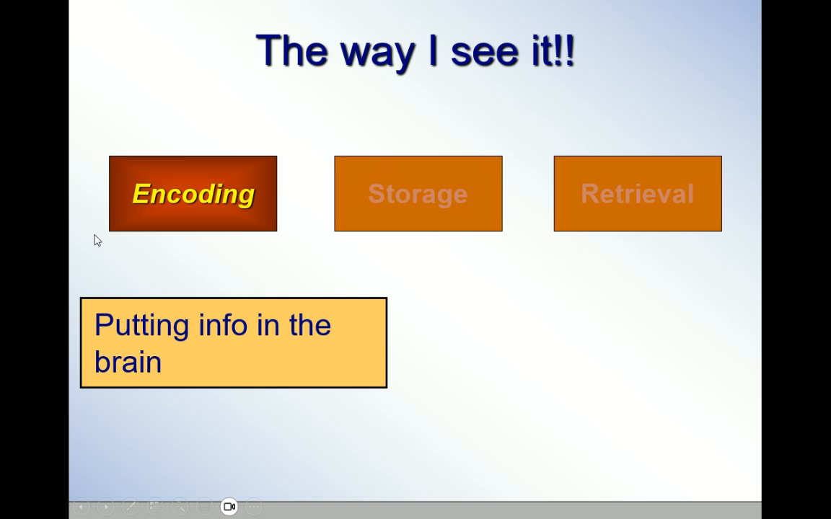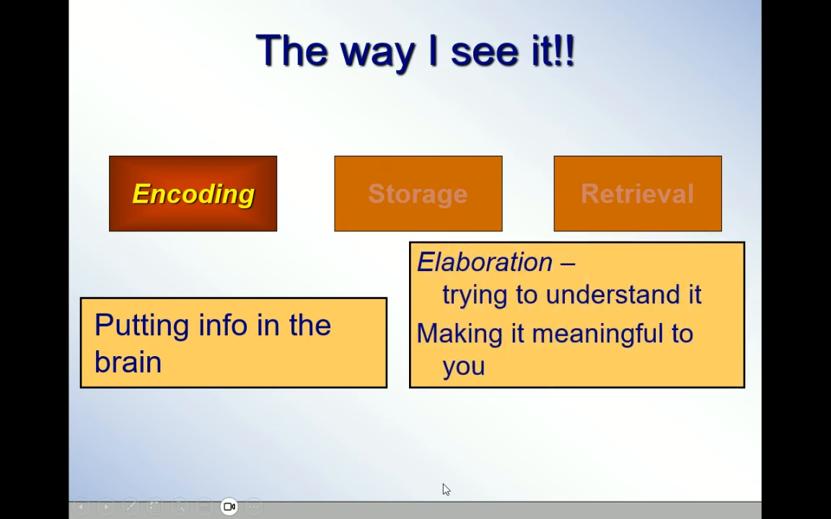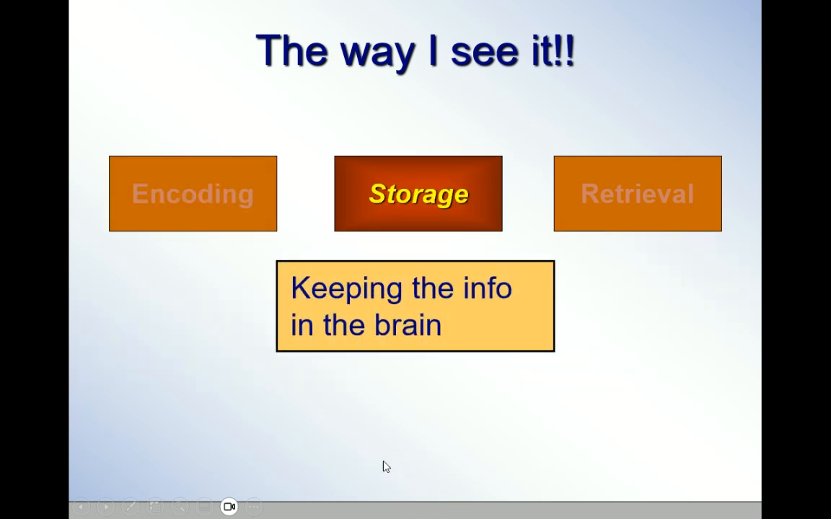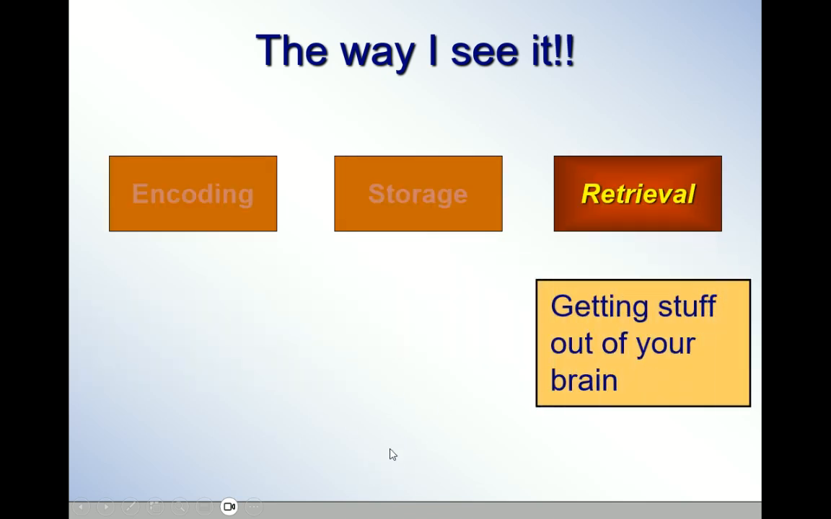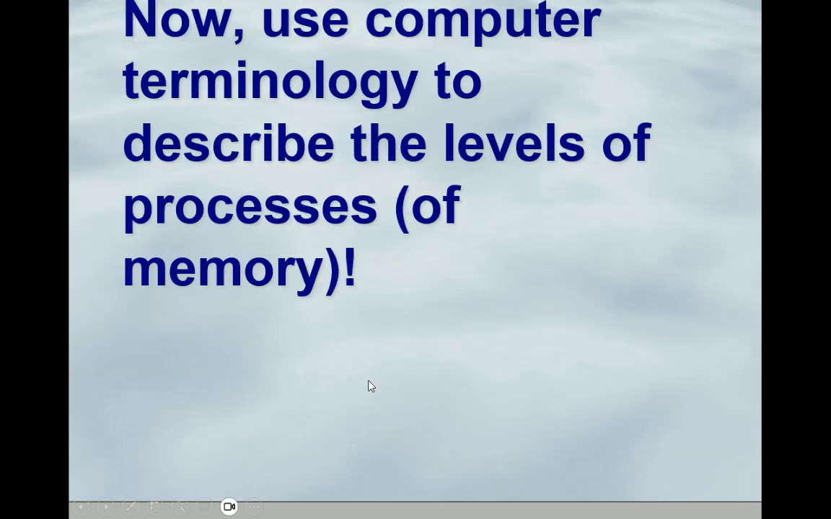We'll write this down in a second. Encoding is putting it in the brain, and elaboration is when you're trying to make it meaningful to you. You're playing mental tricks with yourself. Storage is keeping it there, and retrieval is getting it out. When you're taking a test, you're trying to retrieve your memory. Ooh, what is that again?